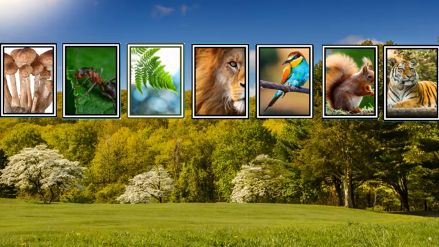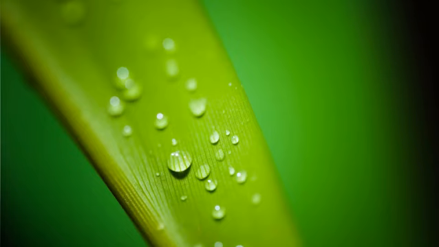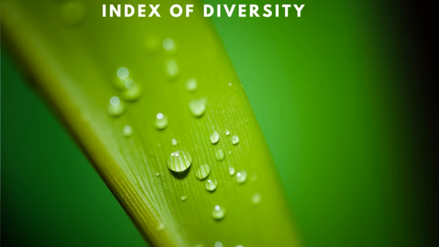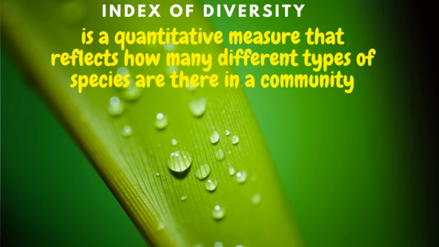Why do you think population sizes vary among organisms? Some populations are small and some are big. And to discover the answer to this question, we have to study population density. Index of diversity provides scientists a concrete, tangible, and uniform technique to talk about and equate the biodiversity of several areas. Index of diversity is a quantitative measure that reflects how many different types of species are there in a community.